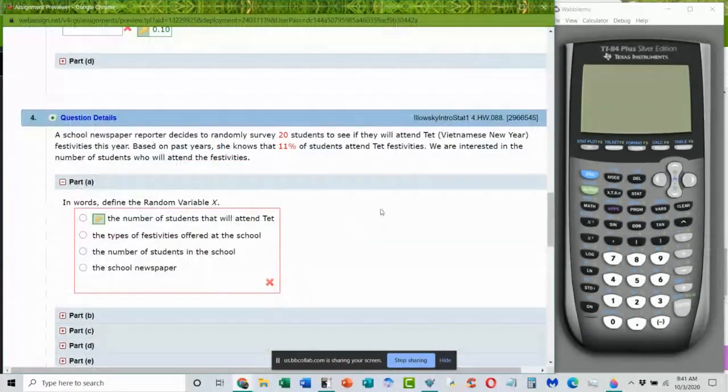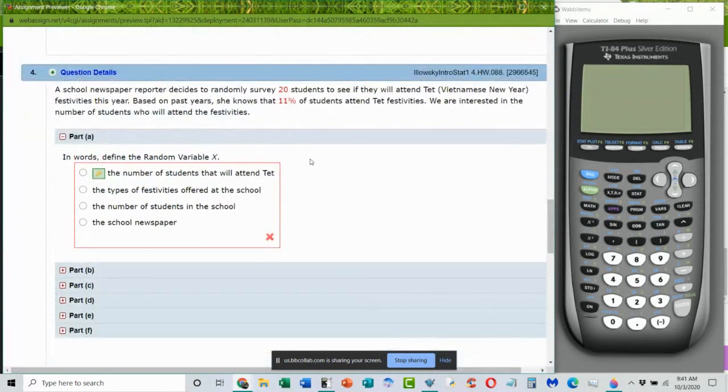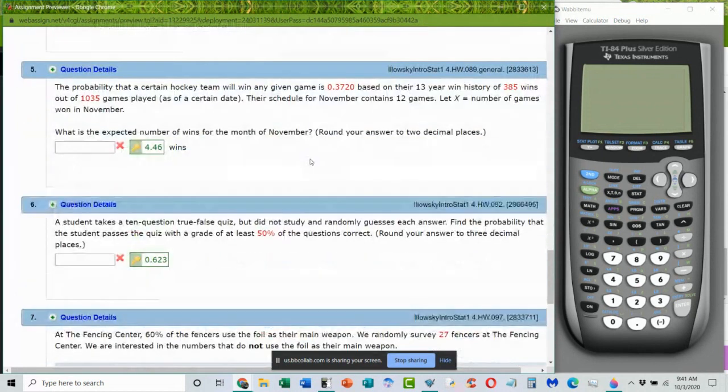So I'm going to skip that. And now we're getting into problem four, which is binomial distribution. Does this one have Poisson? I don't remember.